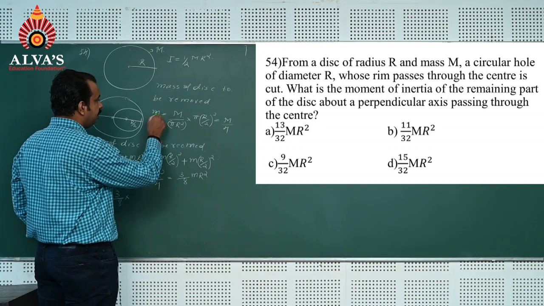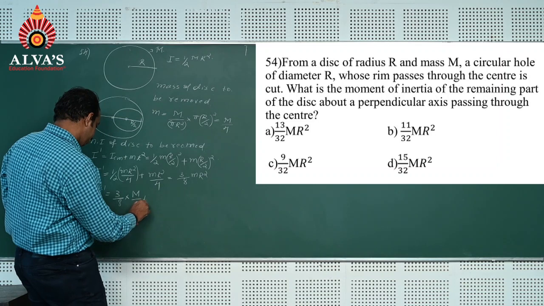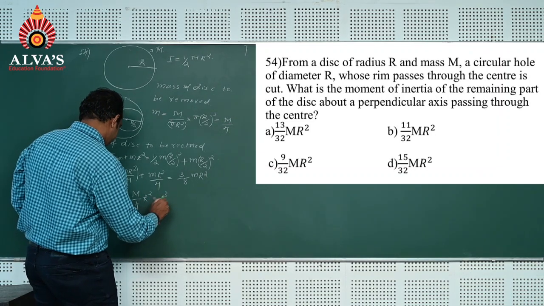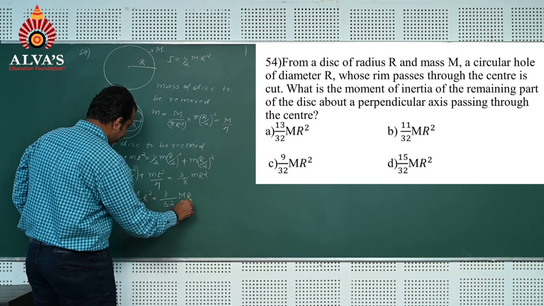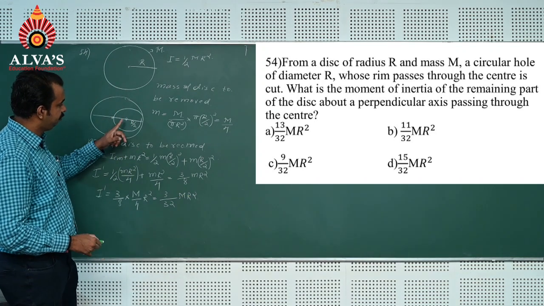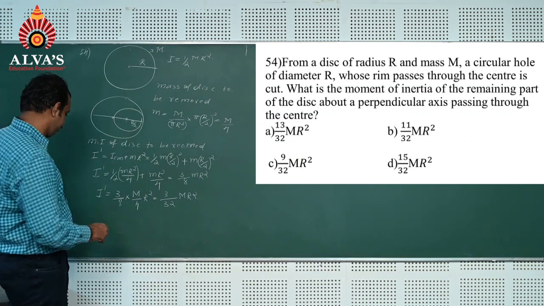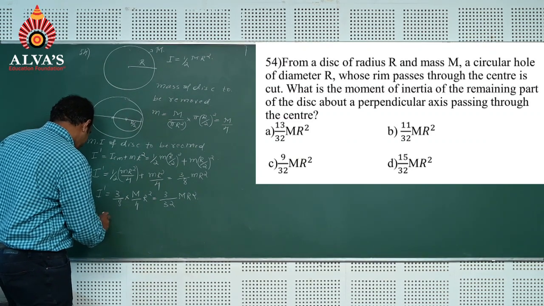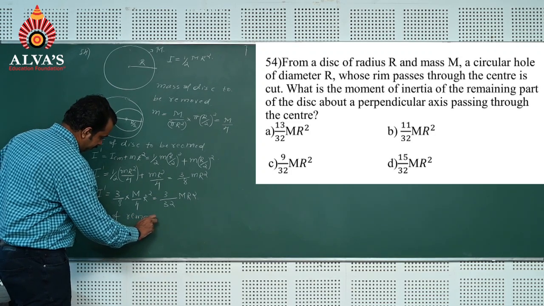Mass of this to be removed is m by 4. It is m by 4 into r square, which is 3 by 32 mr square. This is the moment of inertia of the disk to be removed. Now, moment of inertia of remaining disk.